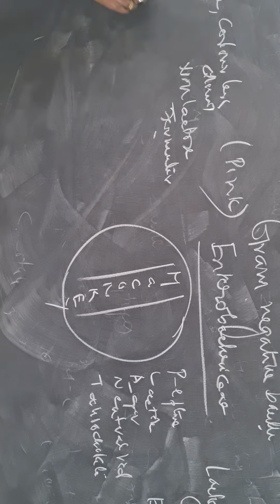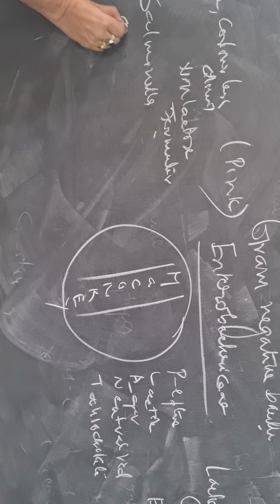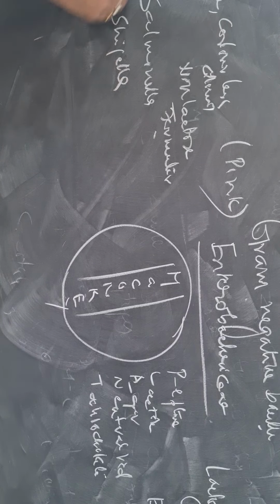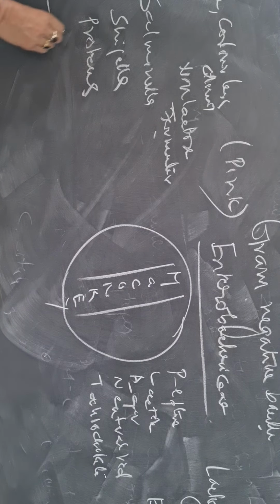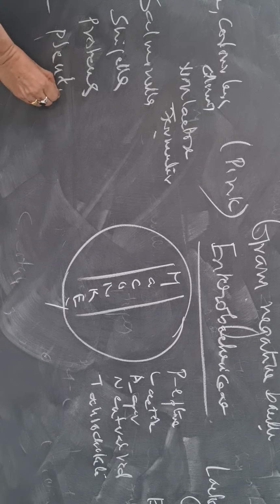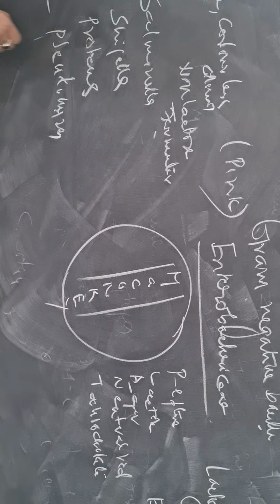Non-lactose fermenters are Salmonella, Shigella, Proteus, Pseudomonas, and even including Vibrio cholerae, although it will not come under Enterobacteriaceae. Okay, these are all examples of gram-negative bacilli.